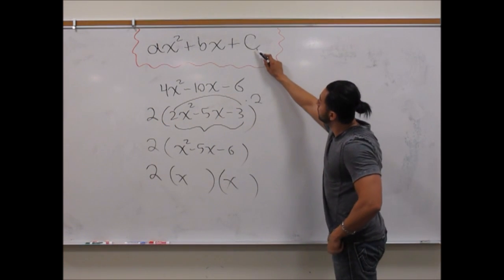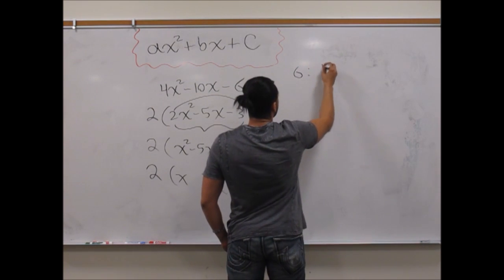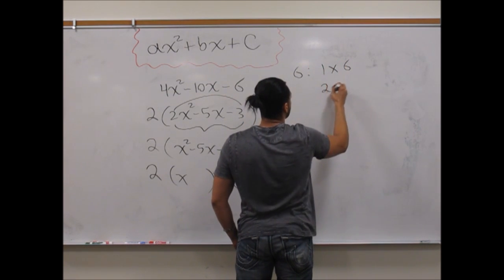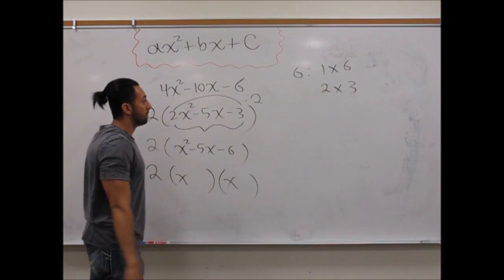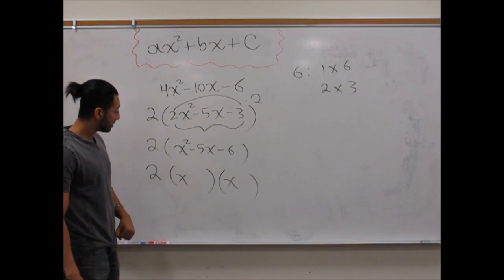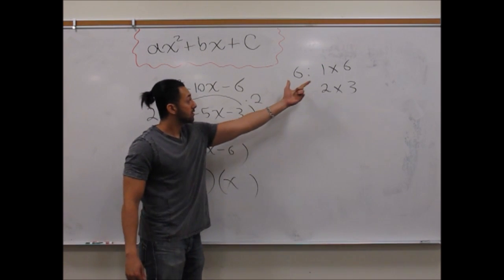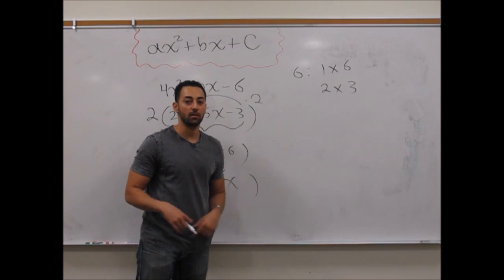So you jump to the C now, right? Which is a 6 in our case. So 6 is not that bad, it's just 1 and 6 and 2 and 3. Then we focus in on the B, right? Which is negative 5x. The problem here is 1 and 6 would give me 5, and 3 and 2 would give me 5 in an addition or subtraction kind of way.